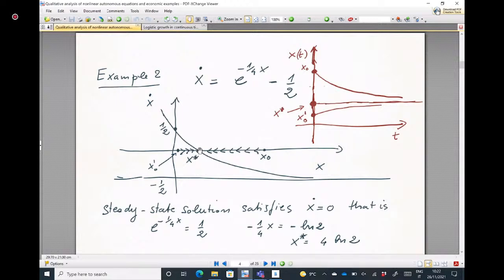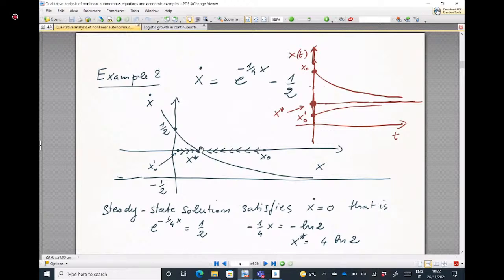So if we start with a larger value, the level of the system will decrease until it reaches the steady state. If we start with a smaller value, the opposite happens. Derivative is positive, the level of the variable increases until it reaches the steady state. In this case, clearly, the steady state has a stability property. Can you see the stability property of the steady state? The movement is the opposite.